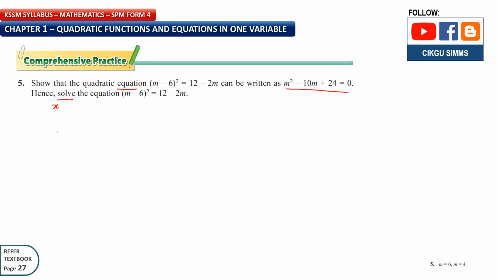Okay, so we start by rewriting the original equation. Okay, and then you can expand the square. So square means repeat itself 2 times, right? Multiply. And then you expand it like usual.